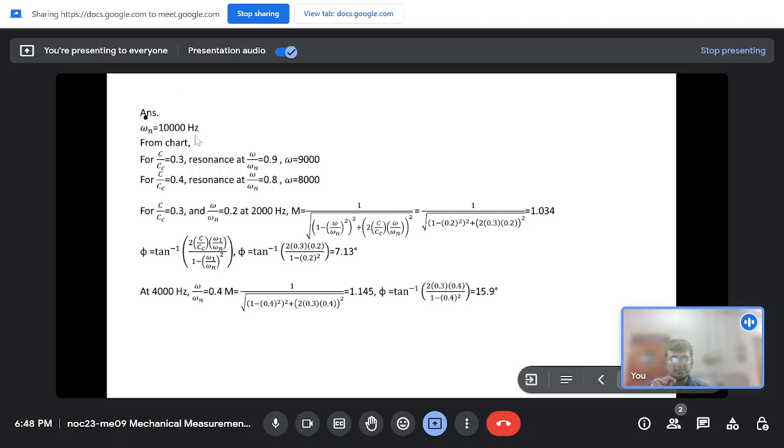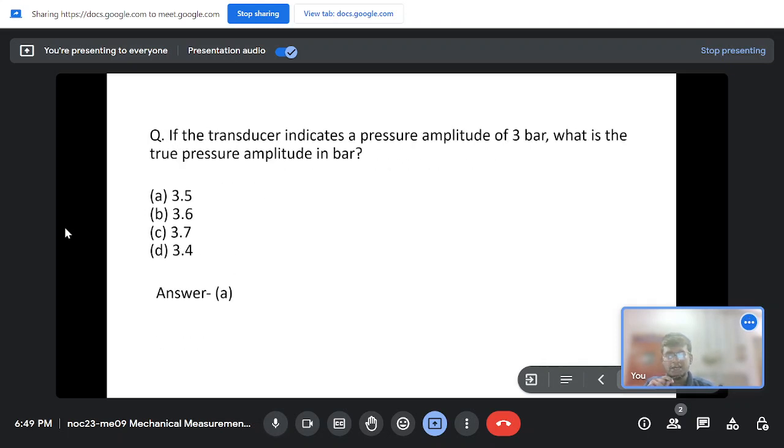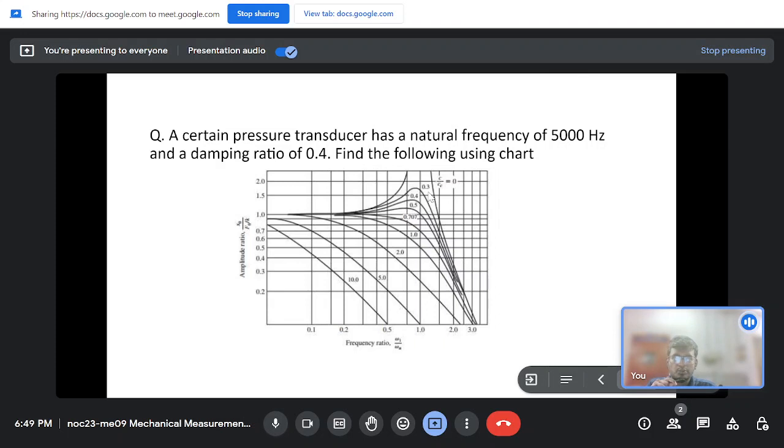From the chart we have already seen, for damping ratios of 0.3 and 0.4, we need to find the resonance frequency. As I've already pointed out, the resonance frequency is the case where the amplitude is maximum, or the amplitude ratio is at the peak of the curve. If we go back to the chart, we need to find the frequency ratio for which resonance occurs. Resonance occurs where the curve is at the maximum.